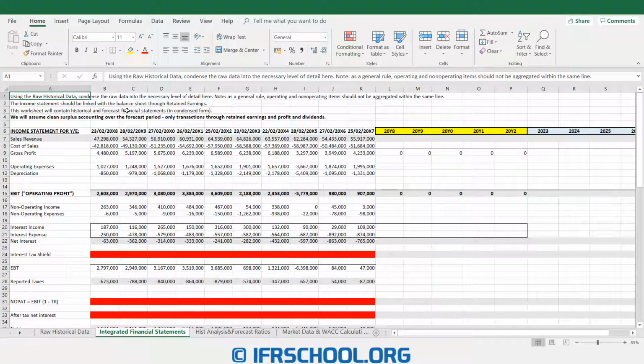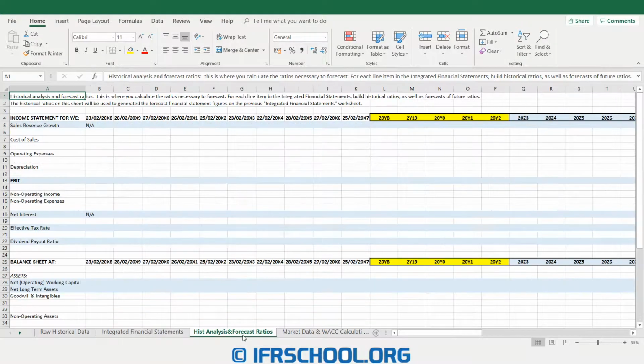So how do we project the financial statements into the future? To do this, we will use forecast ratios. The ratios will be contained in the next tab, the Historical and Forecast Ratios tab. This process involves a few steps.